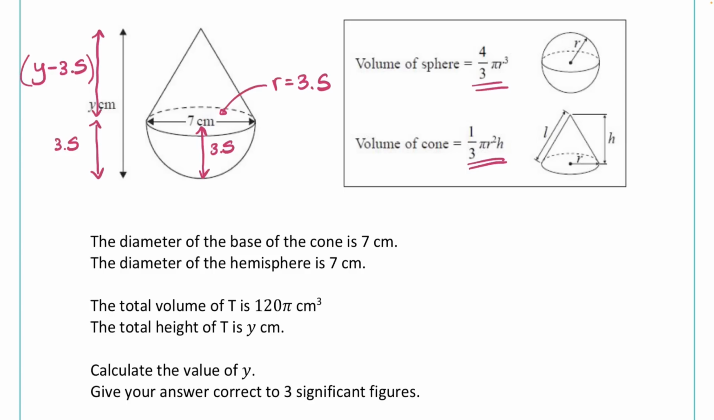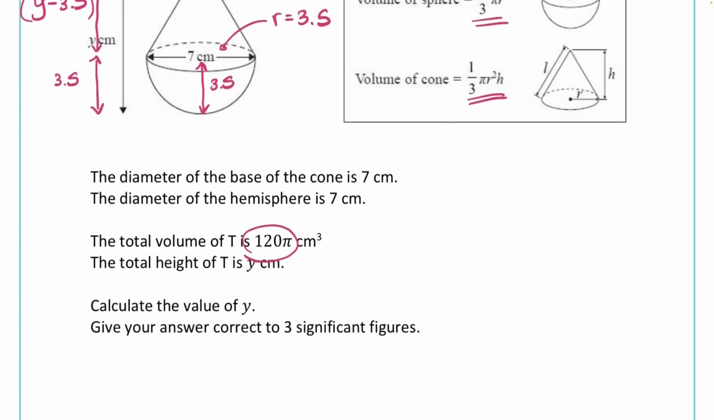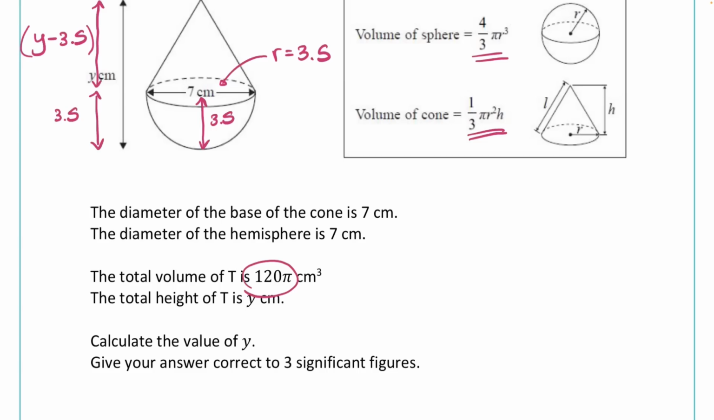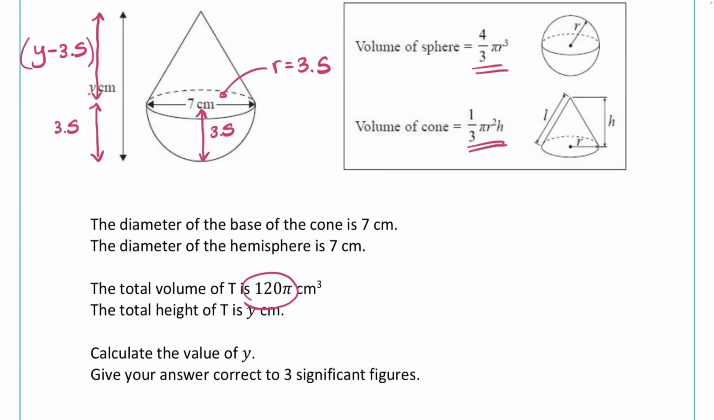We would do the volume of a sphere, we would halve that, and we would add that to the volume of the cone, and it's giving us this answer 120 pi. So if we put all these pieces in place, let's see what it looks like, and it might be a relatively long bit of writing here.